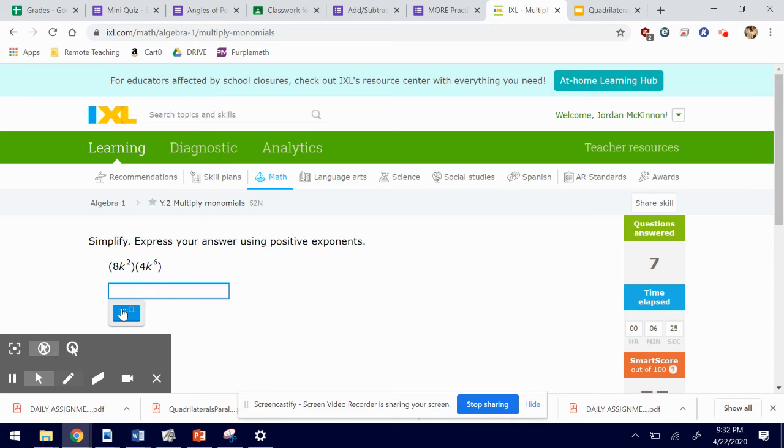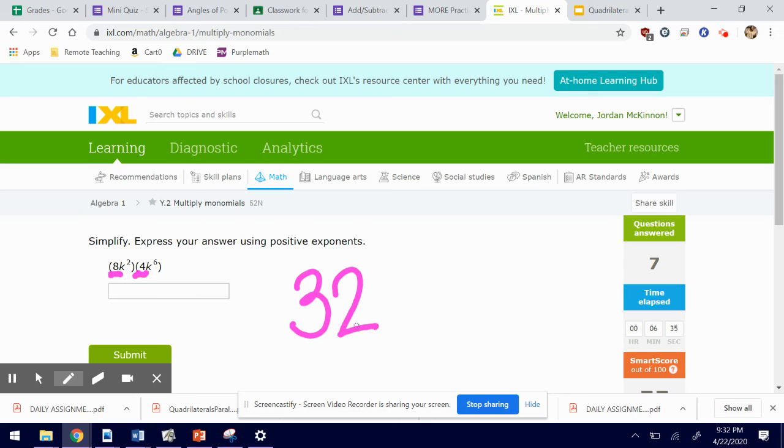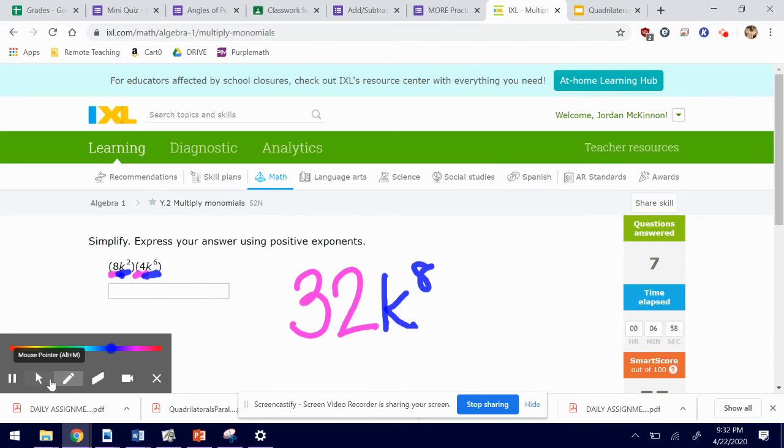Okay, a little bit different of a problem this time, but we approach it the same way. I'm going to have my 8 times my 4. 8 times 4 is 32. Then I'm going to worry about my k to the second and my k to the sixth. K to the second times k to the sixth. Since I'm multiplying, I add those exponents. 2 plus 6 is 8. So beside this 32, I'm going to have k to the 8. So my final answer, 32k to the 8.